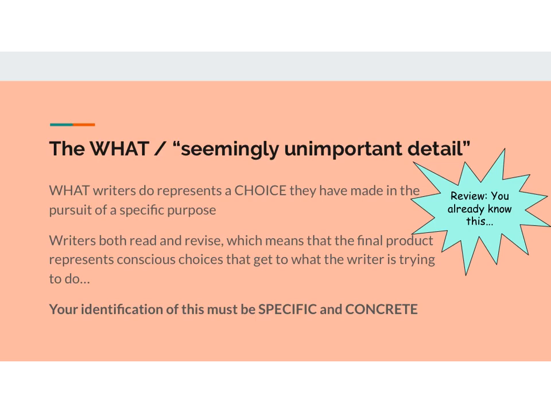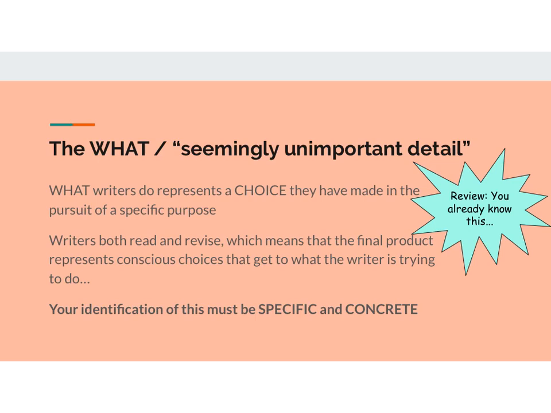So if you're thinking about the what, if we're going from the why explanation, or that seemingly unimportant detail, again, we're reviewing. The what is a choice. Everything that an author does, because authors are readers by nature and they revise and think things through and try to make it as good as they can, that means that everything that they have done is a conscious choice.